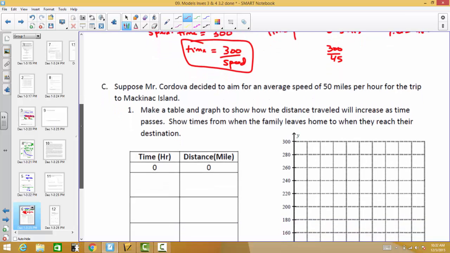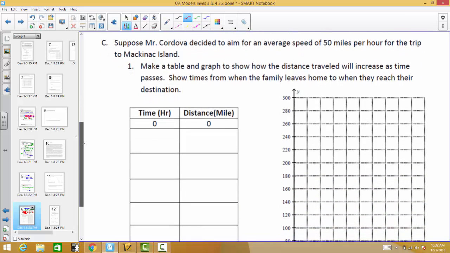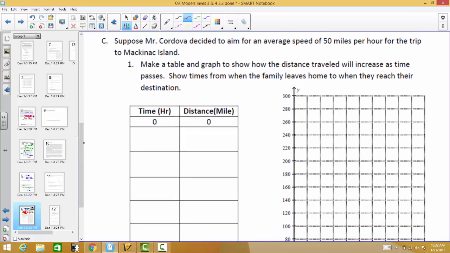All right, so now he's going to drive an average of 50 miles per hour, and we're going to make a table with time and distance traveled. So after 1 hour, he will have gone 50 miles because it's 50 miles per hour. 2 hours is 100. 3 is 150. Each time we are adding 50 more miles. That's a 200.